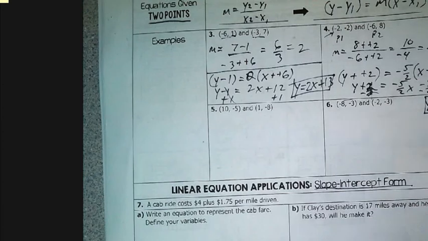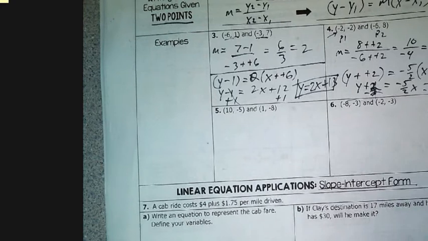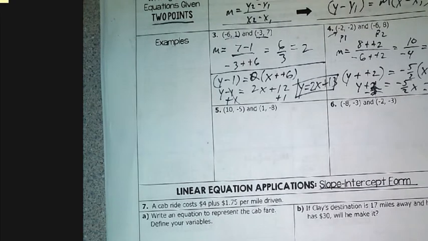Okay, so linear applications using slope-intercept form. Let's take a look at number 7. A cab ride costs $4 plus $1.75 per mile driven. So what we have to do is understand what the parts of this equation are talking about. It does go back to some of our standards.